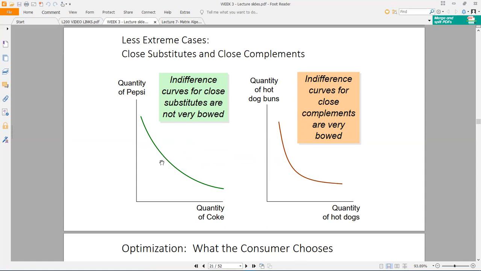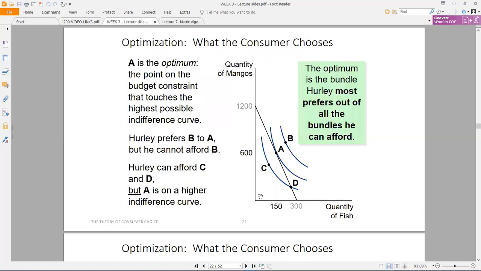And then for the substitutes too, as the two goods are becoming more perfect substitutes, the bowness will be disappearing. So it tends to become a perfect line. Okay, it tends to become a perfect line. So these are for less extreme cases. Now let's look at the optimization of the consumer.